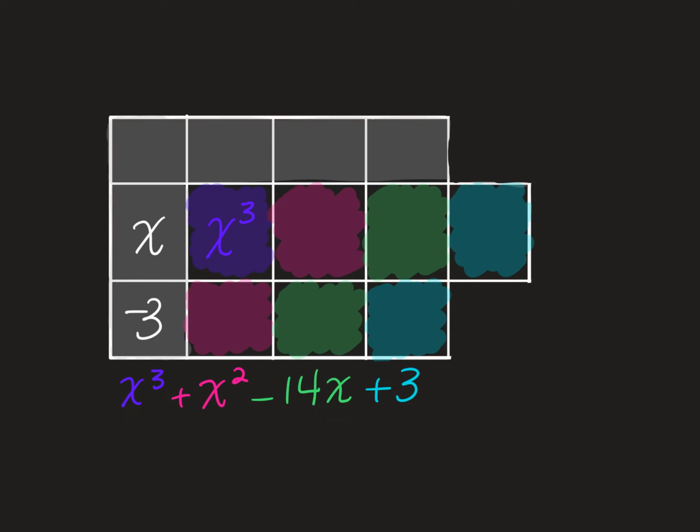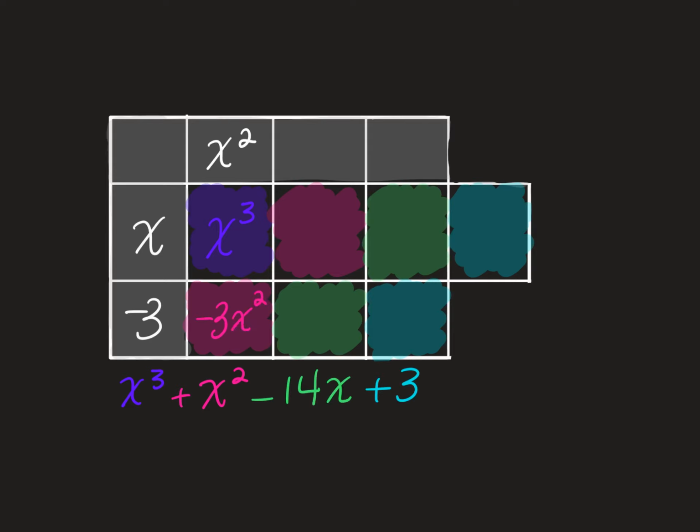All right, I've got it all set up for us, ready to go. We put what we're dividing by on the side of the box, and then we're trying to figure out what goes on the top of the box. So we ask ourselves, what times x gives us x cubed? And we know that's going to be x squared. And then we know that we're going to take that x squared and multiply it by -3 to get -3x squared.